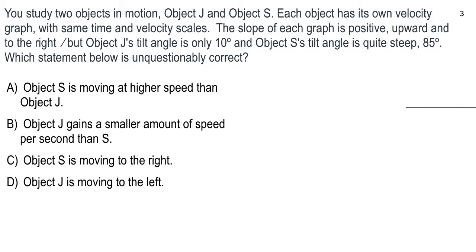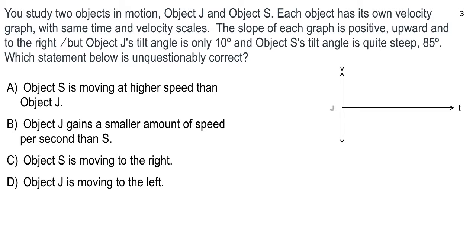All right, let's set up our velocity graphs, time axis and velocity axis. So the velocity axis is the vertical axis. So above the time axis, that for us means it's moving to the right. Below the time axis, that means its velocity is negative. That means it's moving to the left.